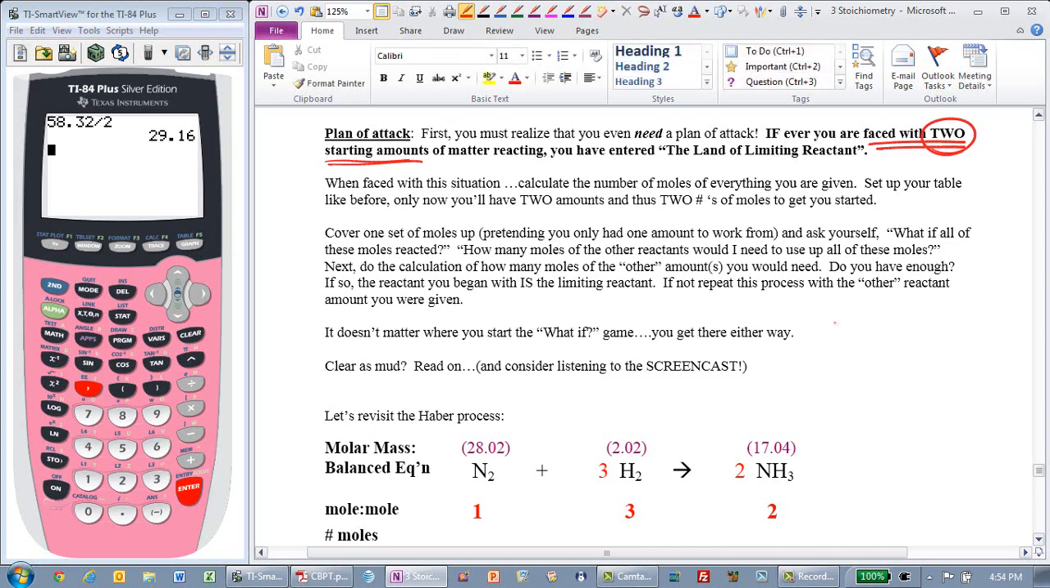We're back in business. All right, so when faced with this situation, calculate the number of moles of everything you're given, and then you're going to have to step back and, dare I say, think. You're going to have to ask yourself, what if all of one of this set of moles reacted? How many moles of the other would I need? Do I have enough? And if so, then I began with the limiting reactant. If not, then go back to the drawing board and go the other direction. Repeat the process with the other reactant amount you were given. It doesn't matter where you play this what-if game. It matters that you play it.